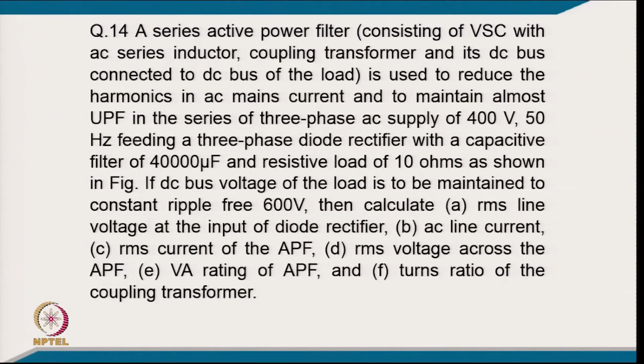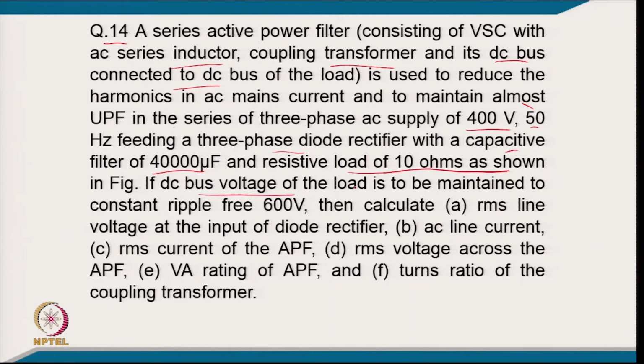Coming to problem number 14, a solved problem. A series active power filter consisting of a voltage source converter with an AC series inductor and coupling transformer, with its DC side connected to the DC bus of the load, is used to reduce the harmonics in the AC mains current and to maintain almost unity power factor in series with the 3 phase AC supply of 400 volt, 50 hertz, feeding a 3 phase diode rectifier with a capacitive filter of 40,000 microfarad and a resistive load of 10 ampere, as shown in the figure.